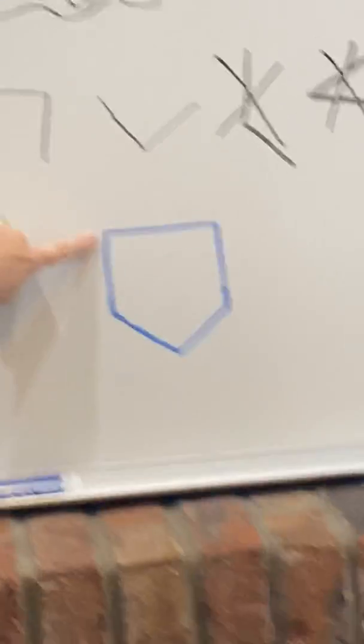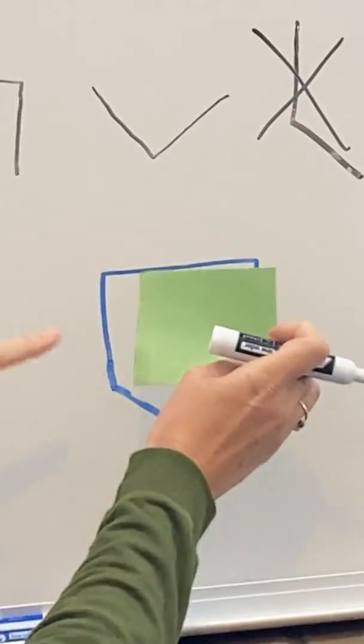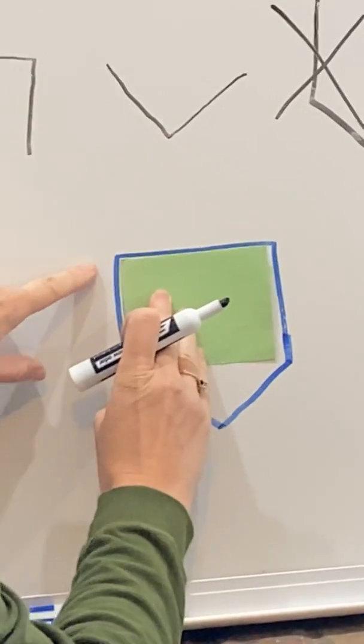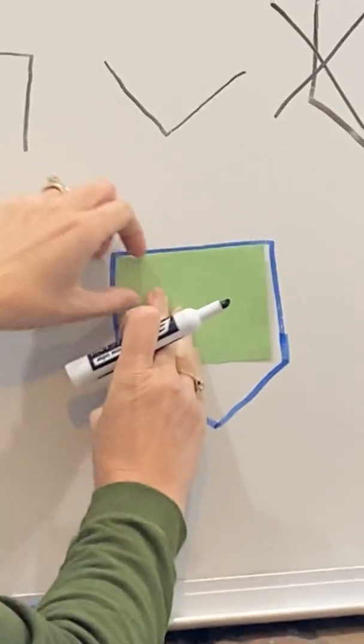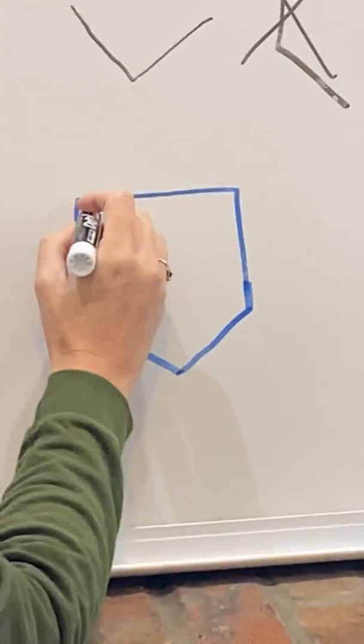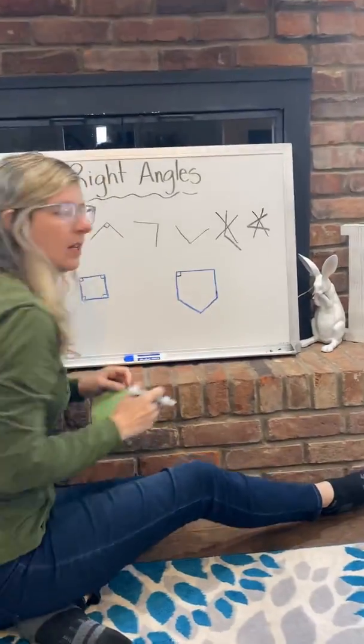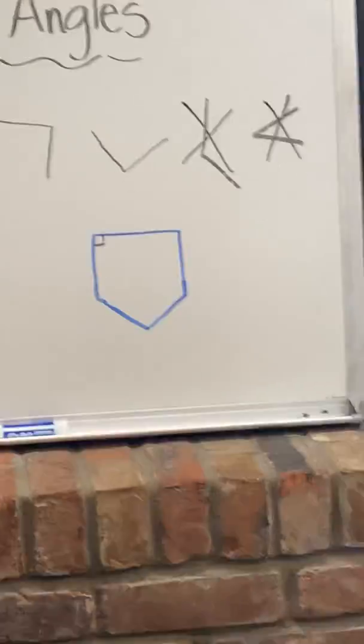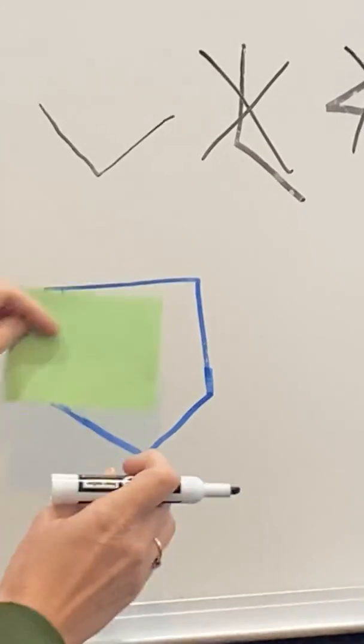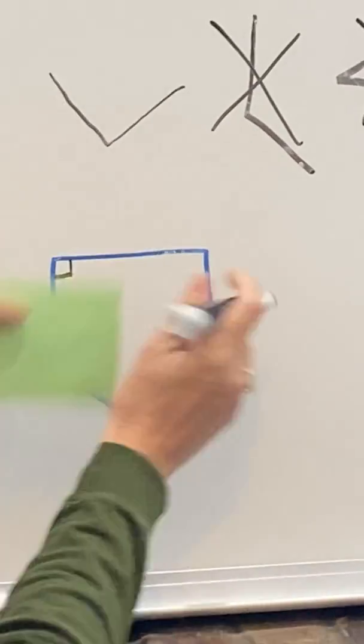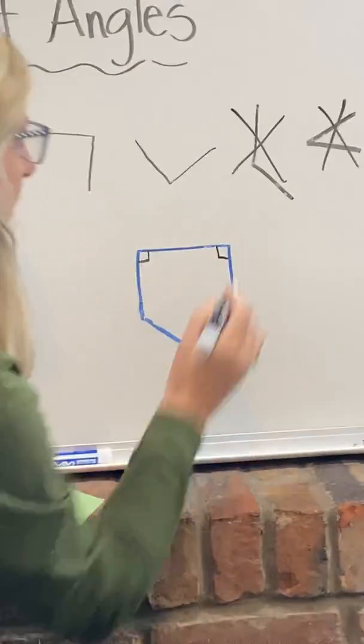Do you think this is a right angle? Let's check and see. It lines up at the top and the side, so that is a right angle. Let's put our right angle symbol in there. What about this one? Do you think that's a right angle? It's just like this one, wasn't it? Lines up with both sides of my paper, so I'm going to draw my right angle symbol in there.